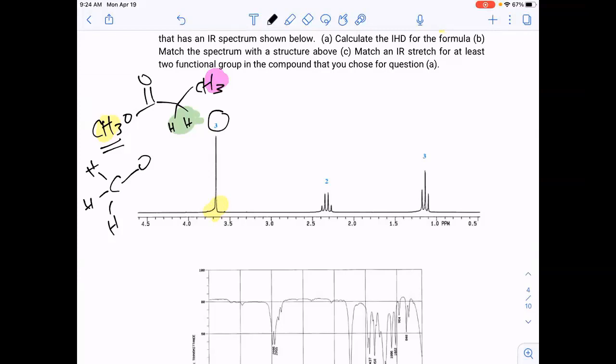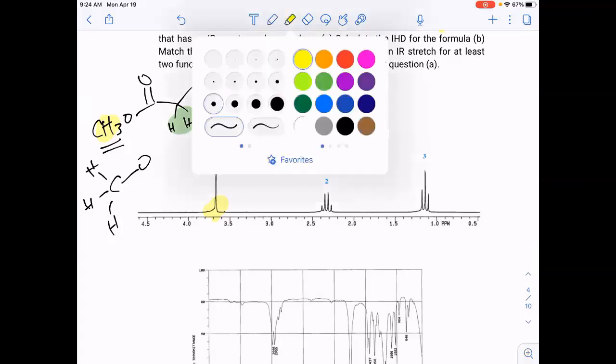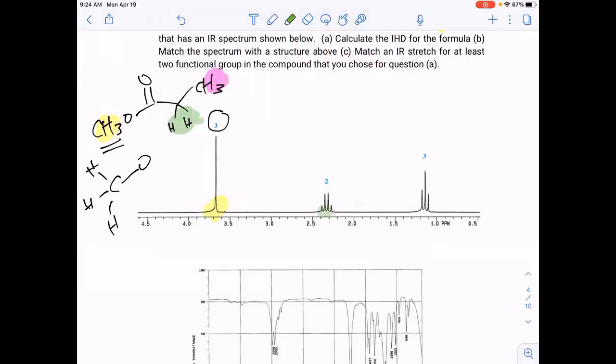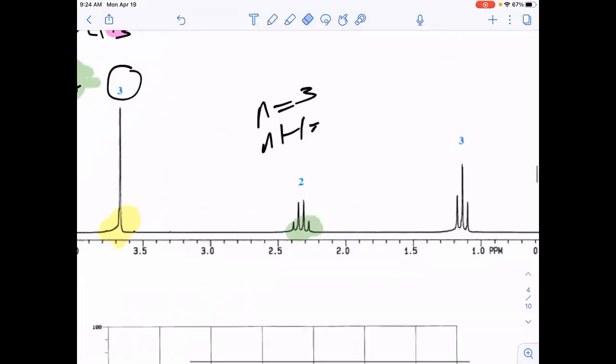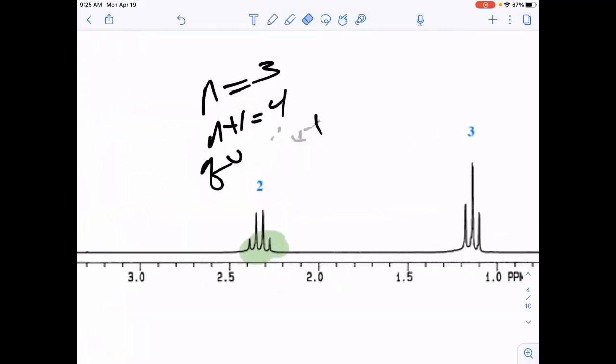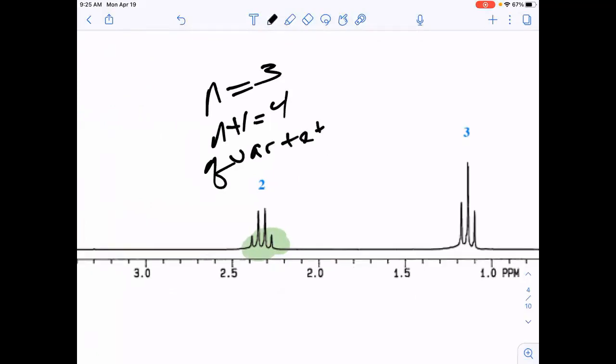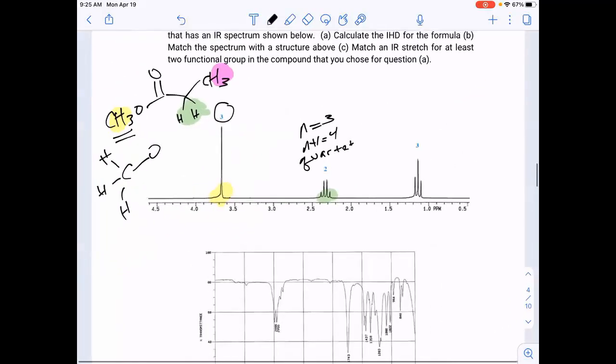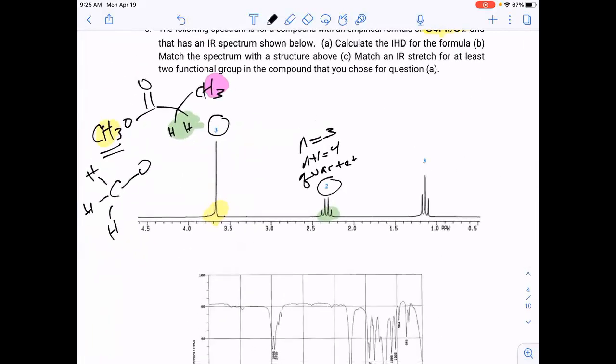What about the green set? Where is that? The second, number 2. All right, good. Right here, right? For that, N would be 3, and then 3 plus 1 is 4, which would be a quartet. It looks like a quintet, my bad. So that's a quartet. And you see that, right? And you can see the integration is for 2 protons.